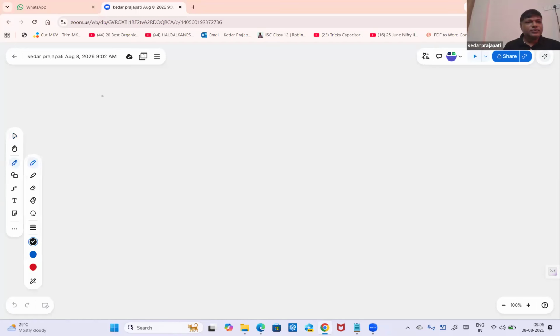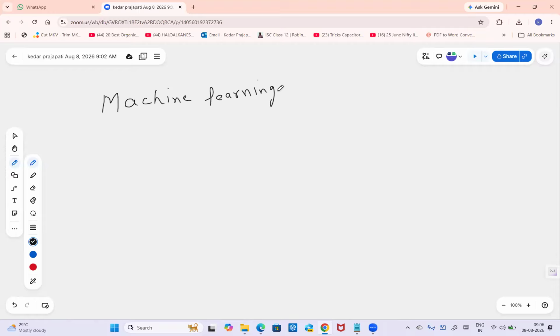So what is machine learning? Can someone just tell? So machine learning is a subset of artificial intelligence, yes, where models will be learning from humans, from large data. So basically, machine learning is part of AI.